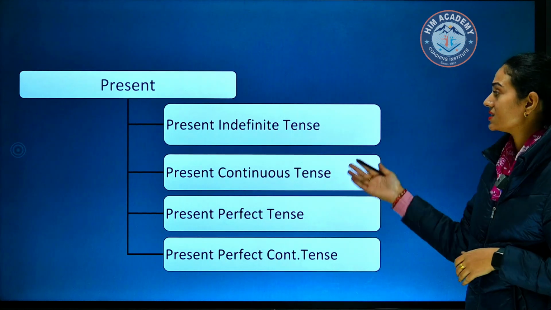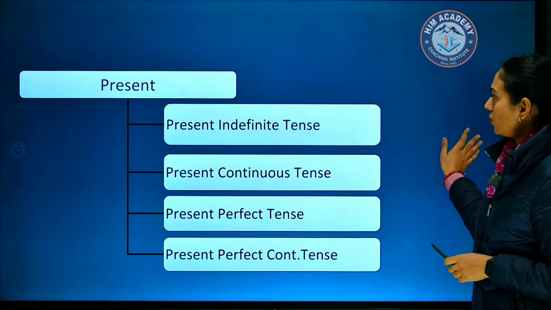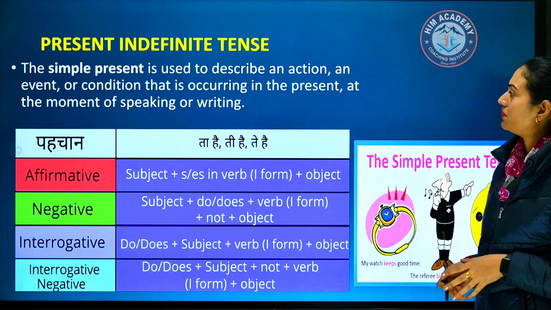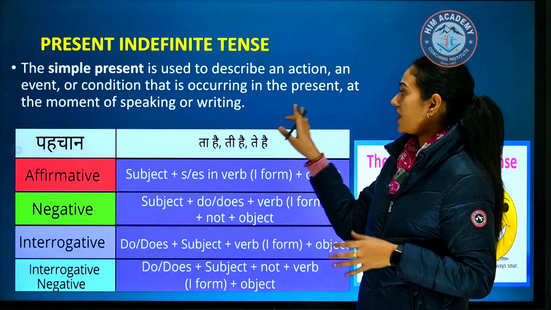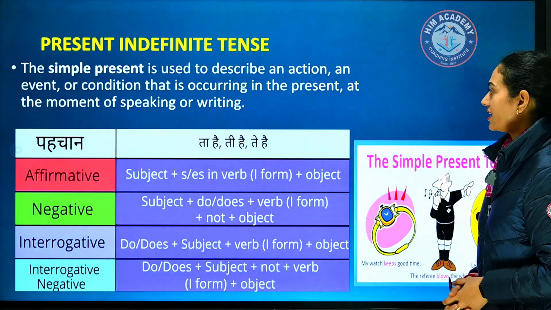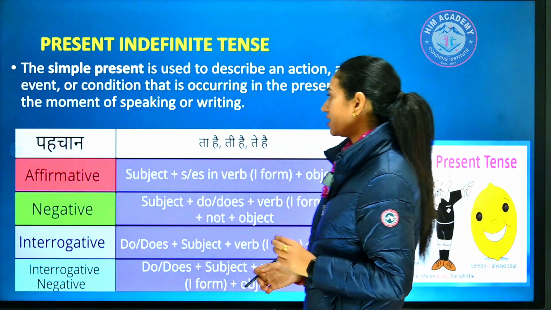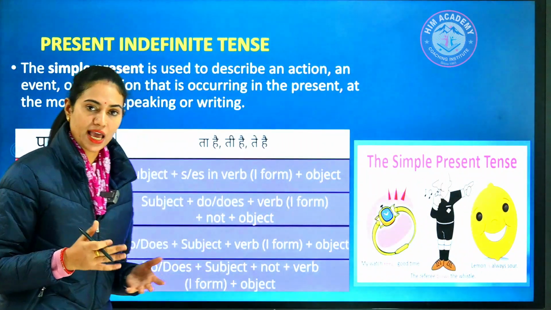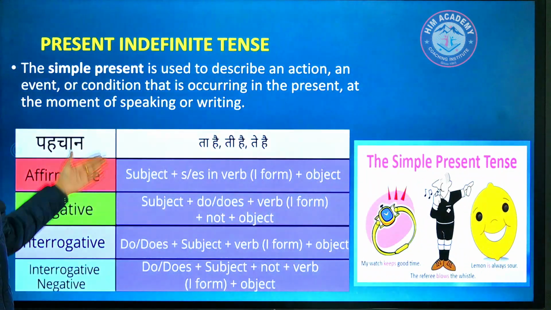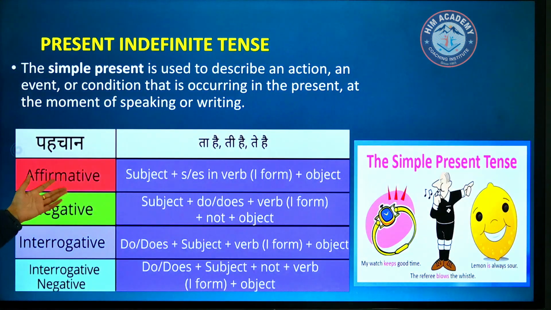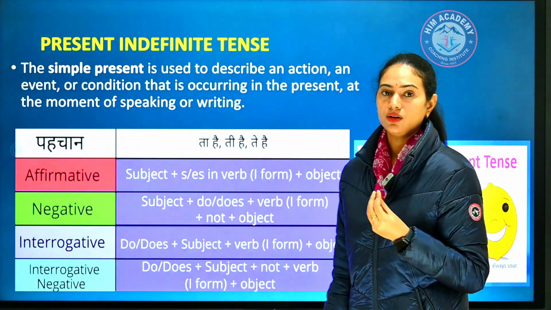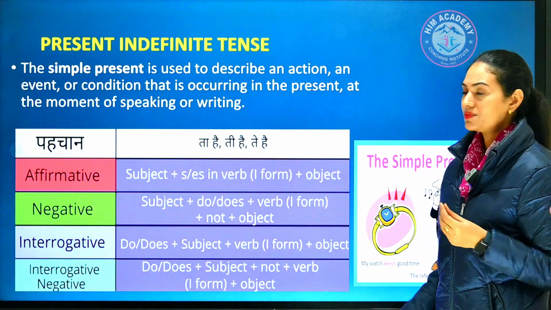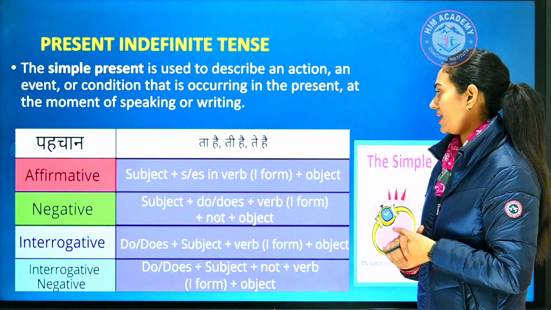That's why this is known as indefinite tense. So for the first thing, we have simple present or the present indefinite tense. It is used to describe an action, event or condition that is occurring in the present at the moment of speaking or writing anything. So we have different rules while using present indefinite tense. For example, ta, te and ti. In Hindi we say the words ending with the word ta, te and ti come under the present indefinite tense.